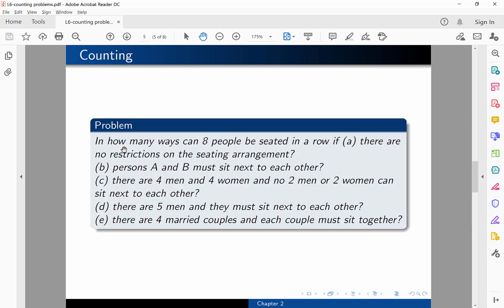So let's see. In part C, we have 8 people, out of which 4 are men and 4 are women, and no 2 men or no 2 women can sit next to each other. Okay, we have 4 men, 4 women, and no 2 men or women can sit next to each other.